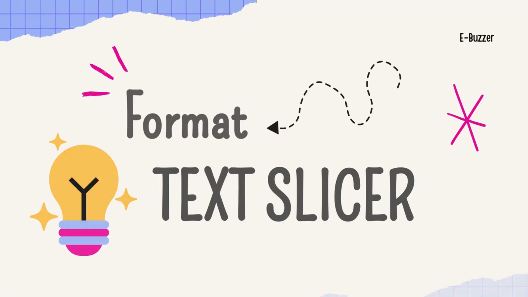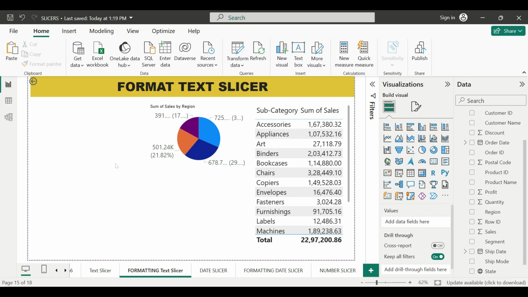So let's see how to format a text slicer. First of all, I'll create a simple slicer. I just copy the last visuals, which are simple charts that I have created. Now I want to add a slicer and format it so it becomes easier to filter for end users. Suppose I want to create a slicer for category.